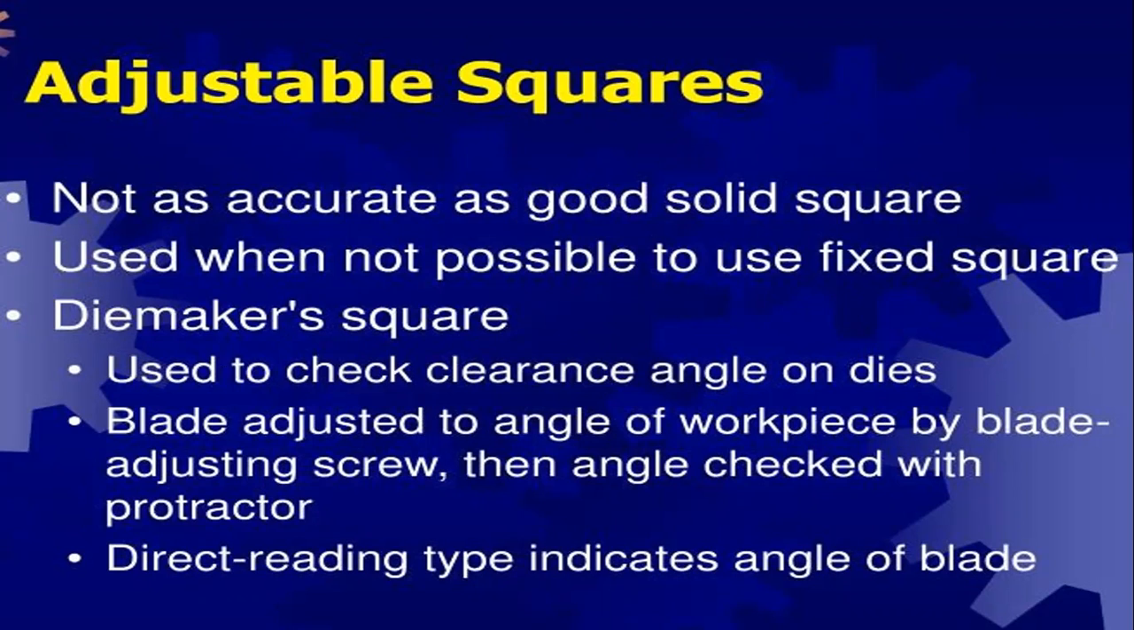Generally, if you want to keep the blade as level as possible to the base, then we have to check the angle of the blade. So that is why we use the adjustable squares less than the other types. This is not as accurate as the good solid square. So that is why we are not regularly using these types of adjustable squares.